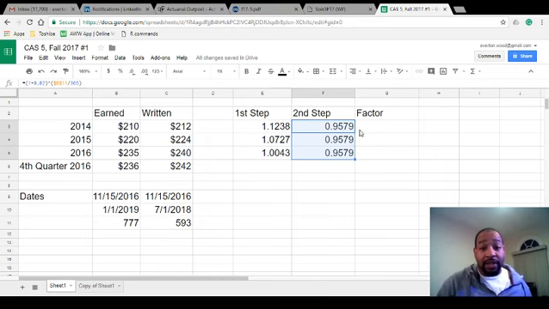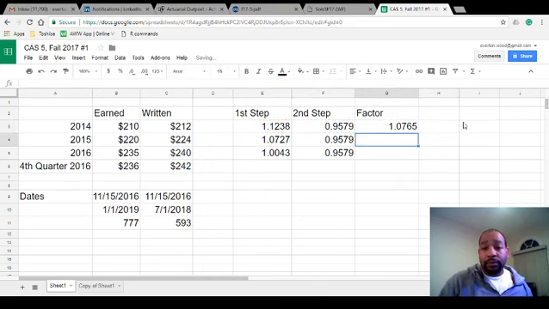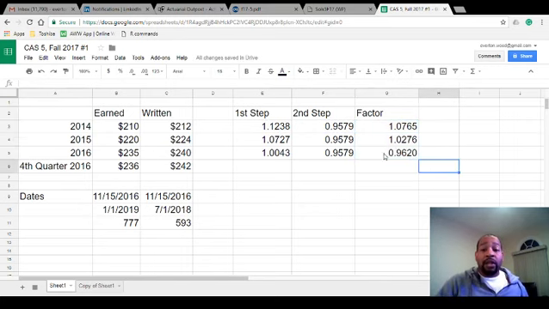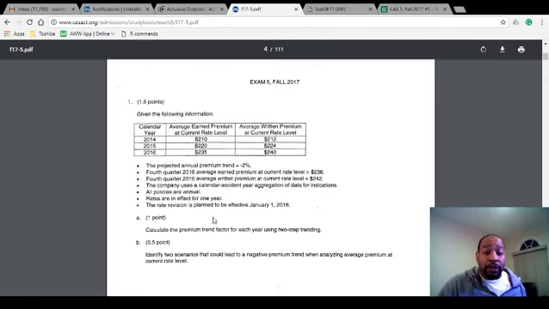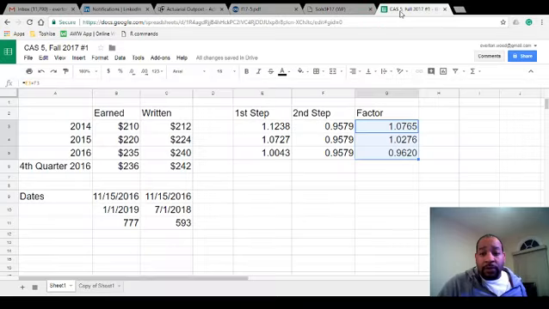This is the first step, this is the second step. And then the factor is simply going to be this number times this number. And we drag that down, and we're all done. These three numbers right here represent the answer to part one of this question, which is to calculate the premium trend for each year using the two-step trending. And that matches what I'm looking at, 962. Yeah, that's right.